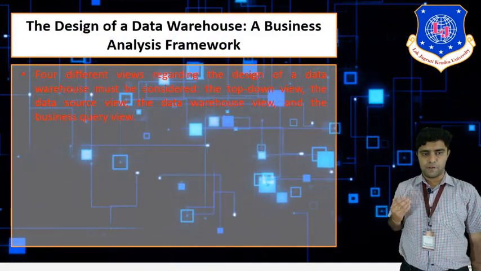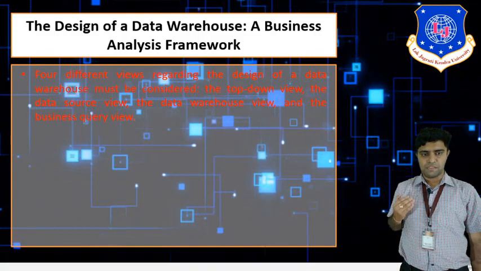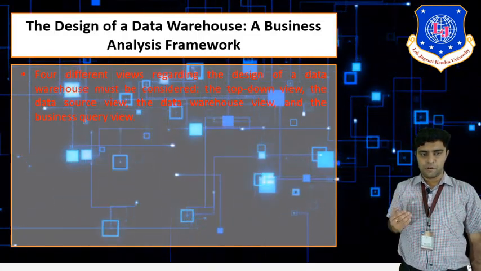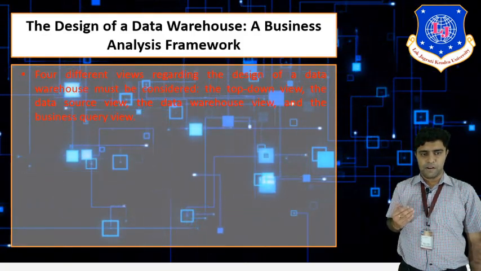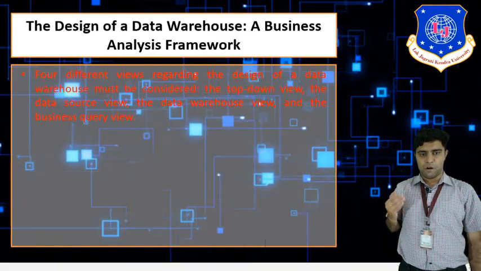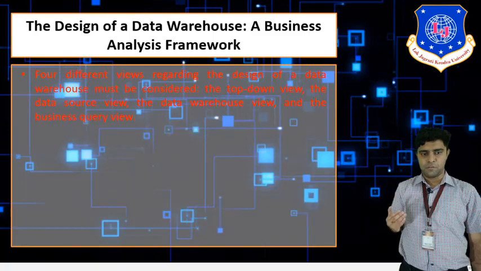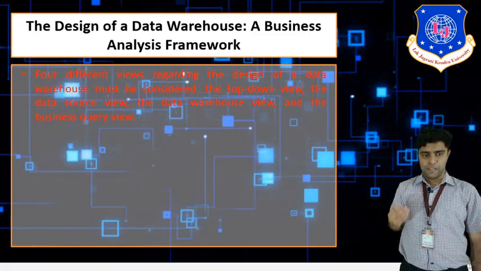Four different views must be considered regarding the design of a data warehouse: the top down view, the data source view, the data warehouse view and the business query view. There are four types of views in a data warehouse: the top down view, the data source view where different types of sources are used, the data warehouse view where the data warehouse is used, and the business query view.